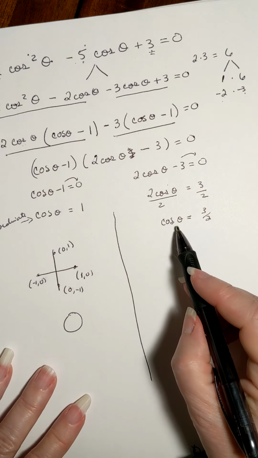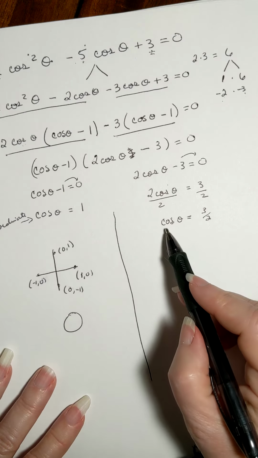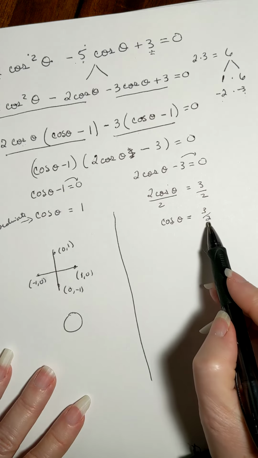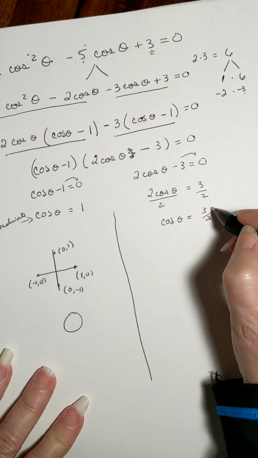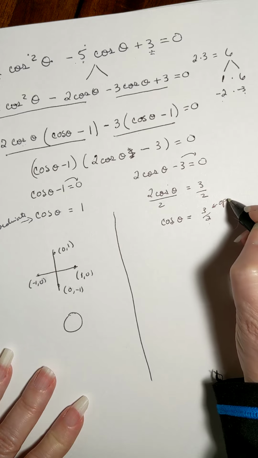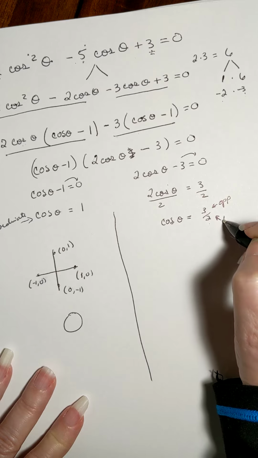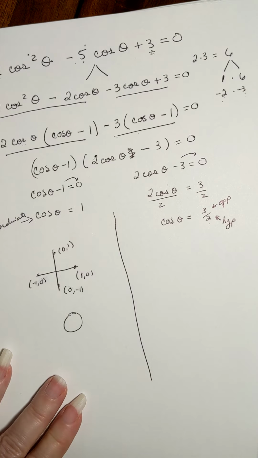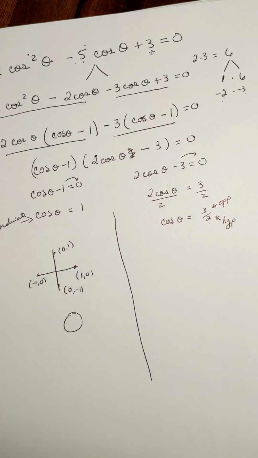Now on this one, notice the cosine of theta is equal to 3/2. Now this would be my opposite, and this would be my hypotenuse. Notice that in this case, the opposite is longer than the hypotenuse, and that is impossible because the hypotenuse is always the longest side.